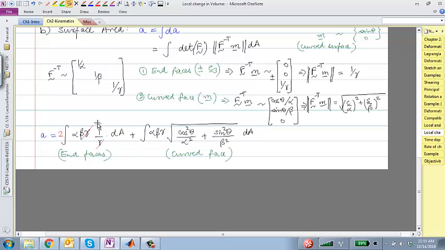And this guy is a constant. Alpha, beta comes out. Integral dA for the end faces, what would that be? Pi r squared. So we get this entire thing is equal to 2 alpha, beta, and pi r squared.